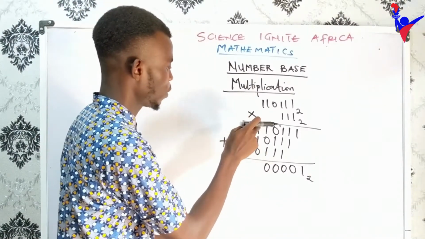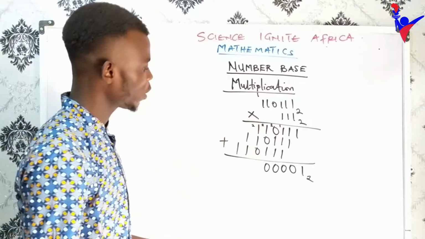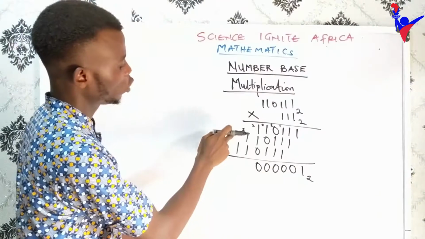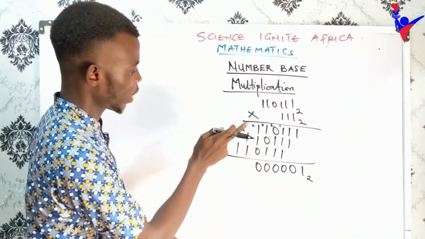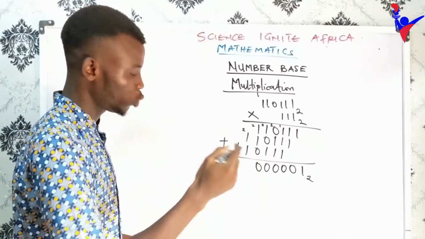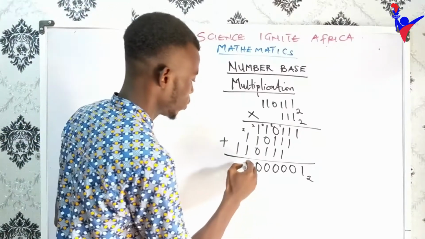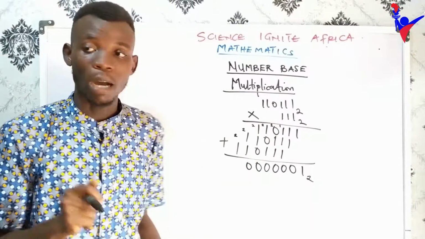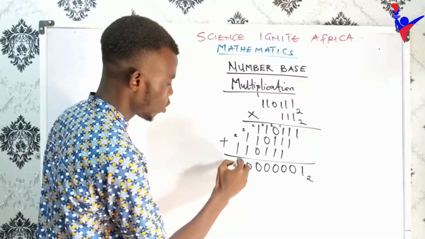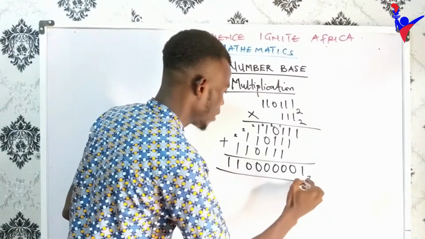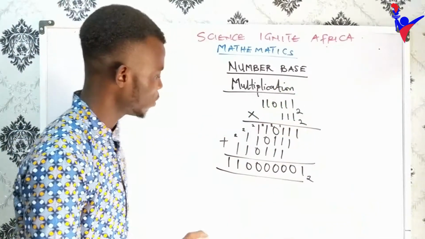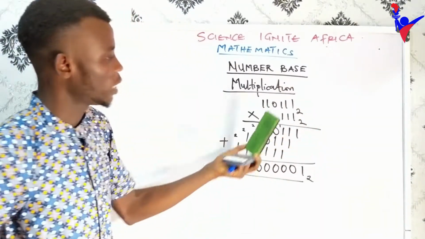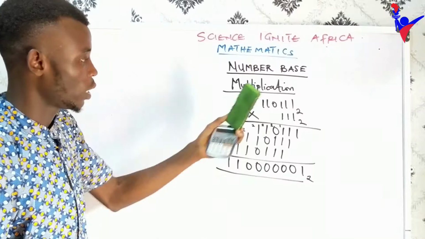2 plus 1, 3 plus another 1, 4. 2 in 4, that is 2 remainder 0. We write it, then we move over here with our 2. Then 2 plus 1, that is 3. 3 plus 1 is 4. Again, 2 in 4 is 2 remainder 0. Then we are left with a 2 here now. 2 plus 1 is 3. 2 in 3 will be 1 remainder 1. So the remainder will come first, then the actual number. That means when we are told to multiply this, we have 110000001 base 2.